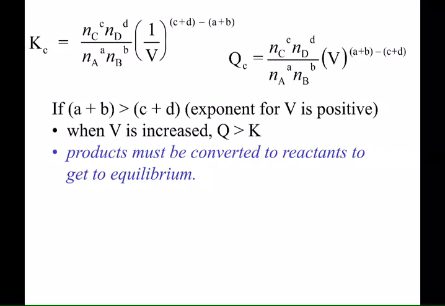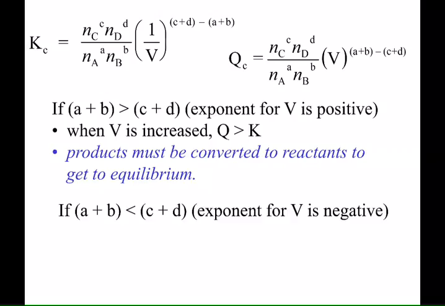And the other scenario is, what if that exponent of V is negative? If the exponent of V is negative, that means it has a diminishing effect on your Qc. Anything raised to the negative power is like a fraction. So that means that actually your Qc is going to be less than your Kc. And if that's the case, then you don't have enough products. So it's going to have to proceed to form products, from reactants to products.